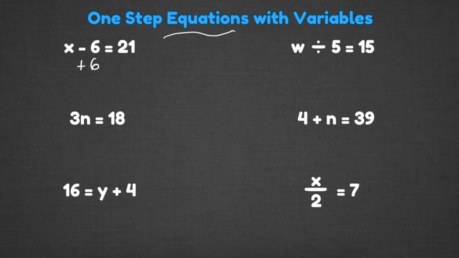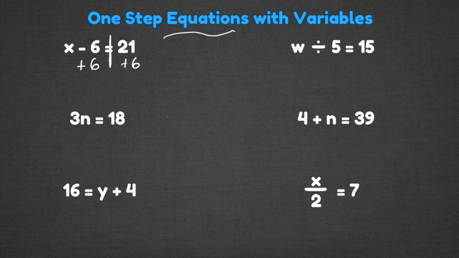is add 6. Now, because this is an equal equation, I want you to think about that equal sign as almost like a balance. If we add 6 to one side, we're now plus 6 heavier on the left. So we have to add 6 to the other side too. And when I say other side, I mean the other side of this equal sign.